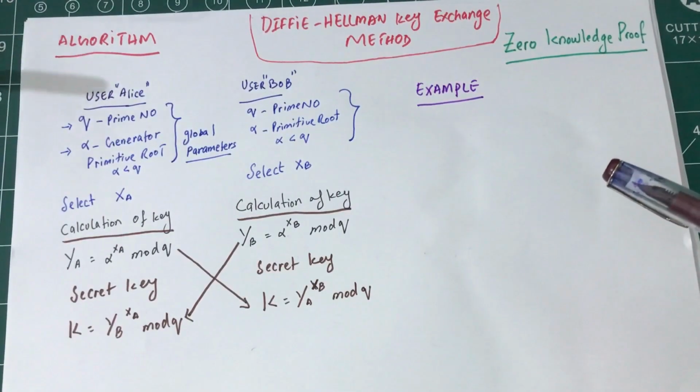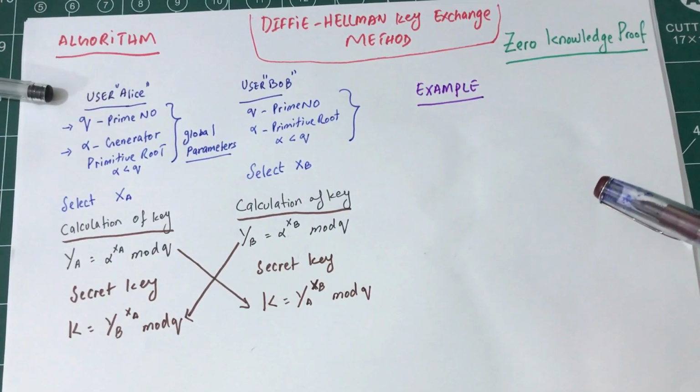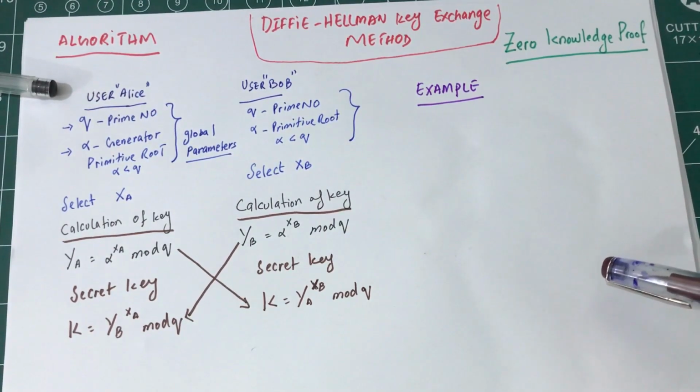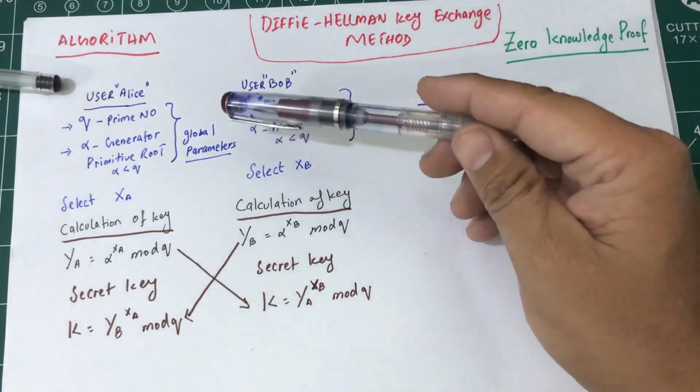Okay, so let's say we have two users, and both of these users want to exchange their symmetric key. Symmetric key means both of the parties know the key, and how would they exchange that key? So let's say we have two users. The first user is Alice. The second user is Bob.